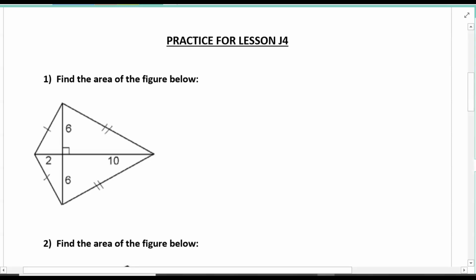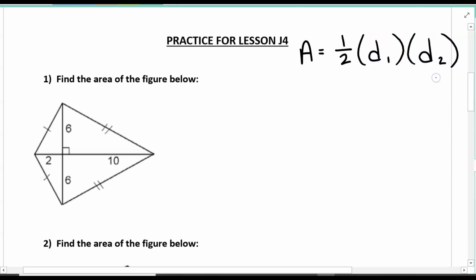The formula you're working with for every single question in this lesson is that the area is equal to half times one diagonal times the other diagonal. And remember that a diagonal extends from one vertex to the other. So one diagonal goes in one direction, and then the other diagonal goes in the other direction.